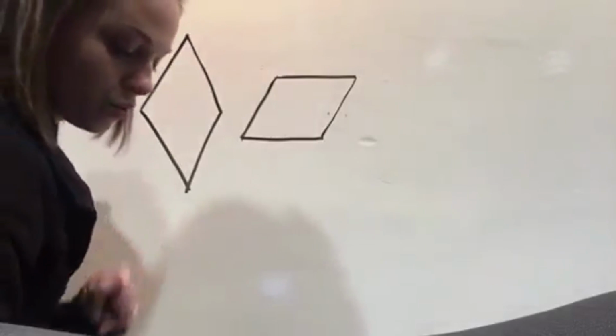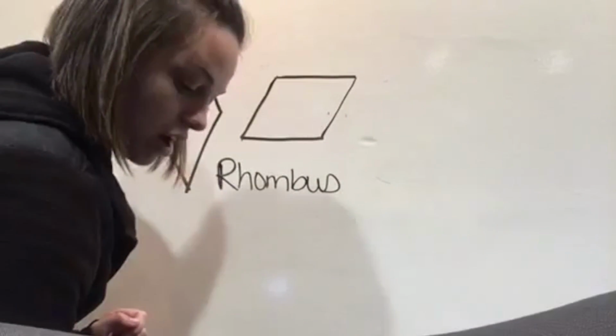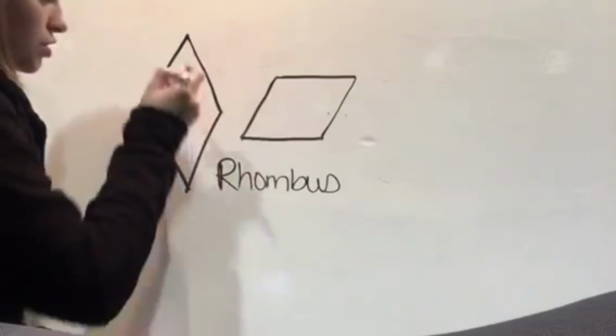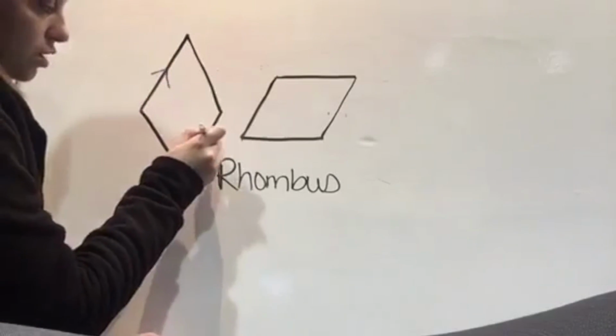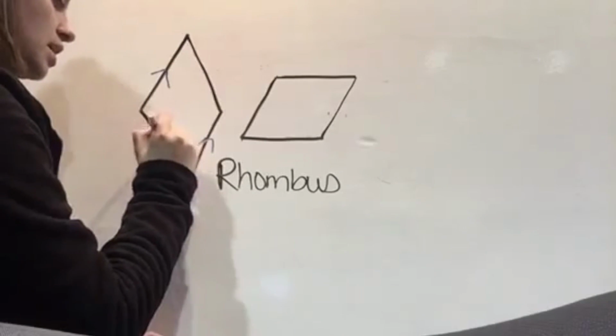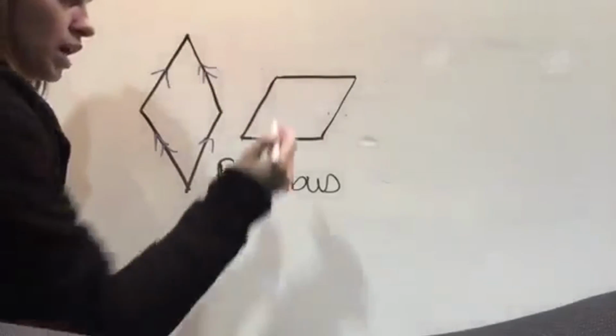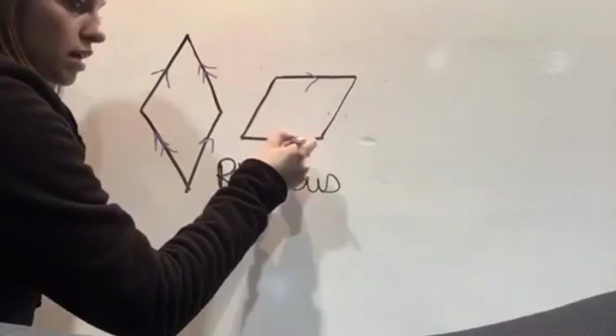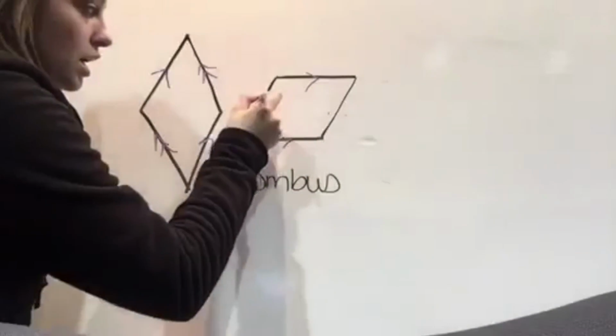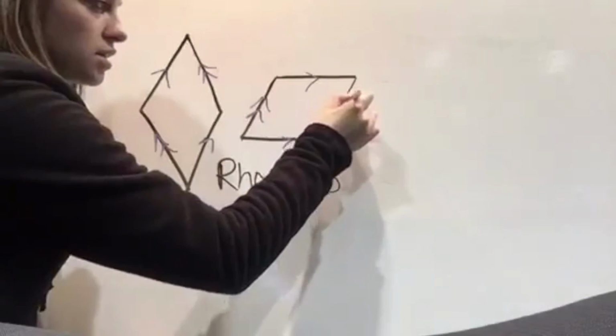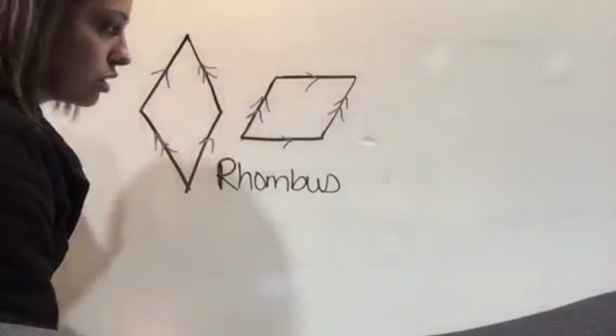So in a rhombus, opposite sides are parallel. So this side and this side are parallel, and this side and this side are parallel. And on this one, this side and this side are parallel to each other, and this side and this side are parallel to each other.